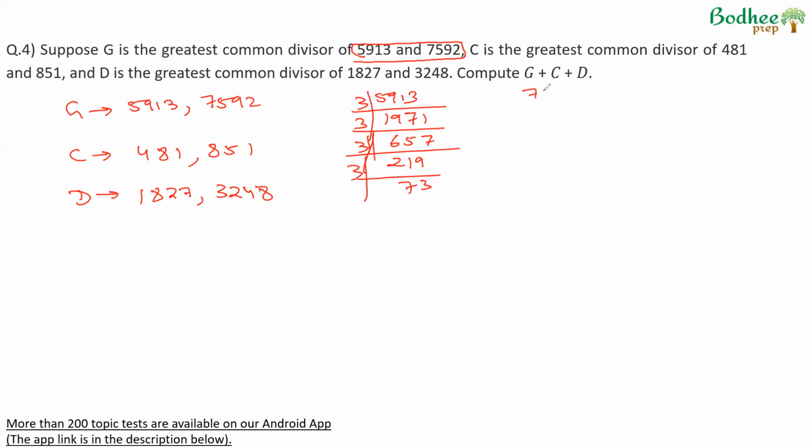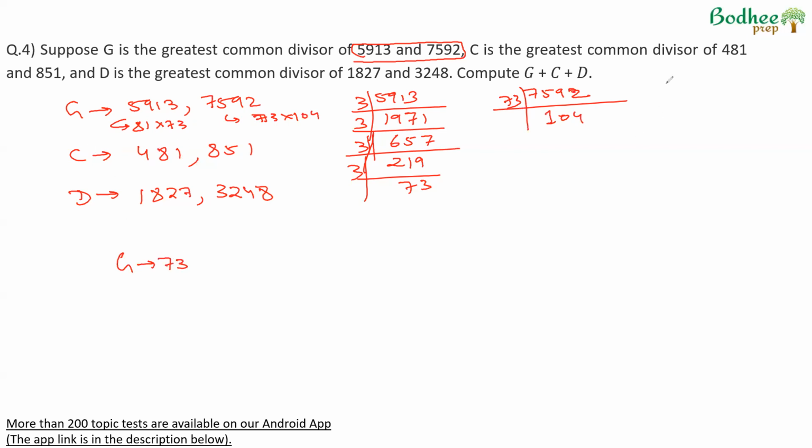So if we divide 7592 by 73 directly, 73 ones are 73, and we get 104. So basically 5913 is 3 raised to power 4, that is 81, into 73. 7592 is 104 into 73. Therefore, the value of G comes out to 73.